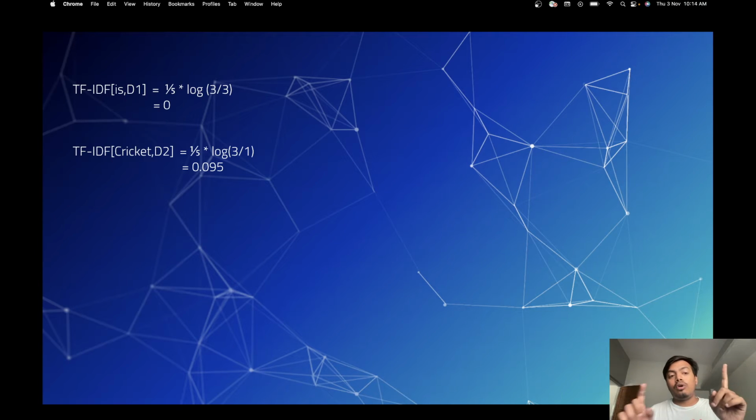Okay, so we have the total number of documents, and we are calculating the total number of documents in which that word is occurring. Because their occurrence will be very high, the denominator of that term will be larger. It will be very close to the total number of documents. Now because it is very close to the total number of documents, that value will be very close to 1.